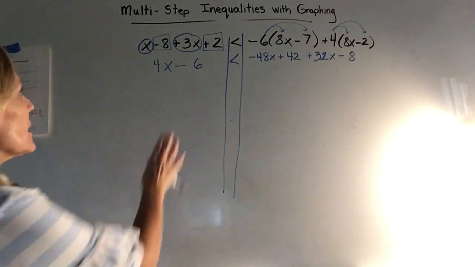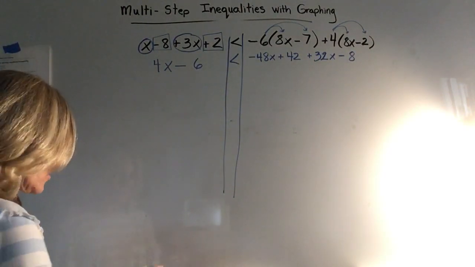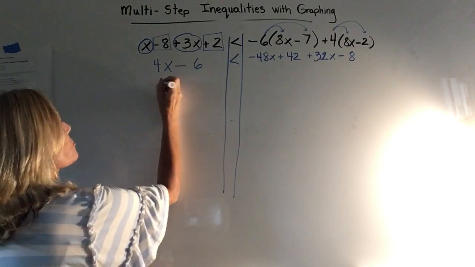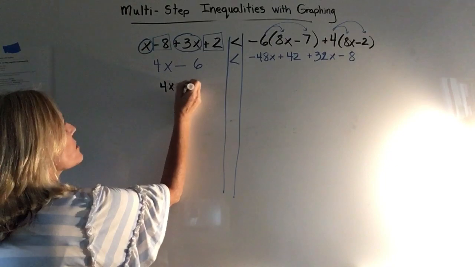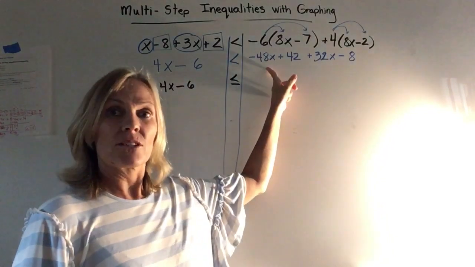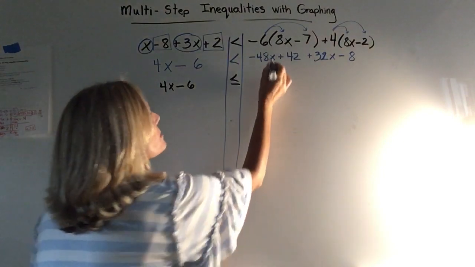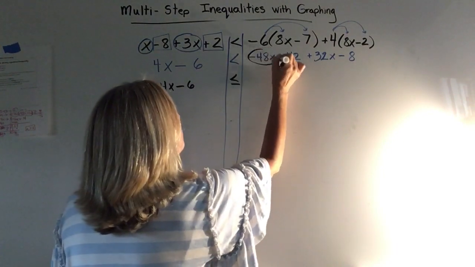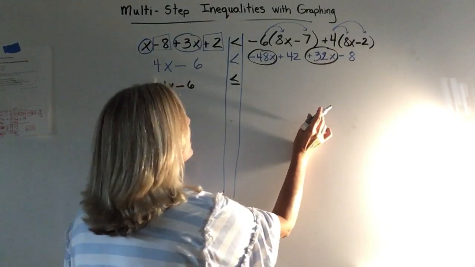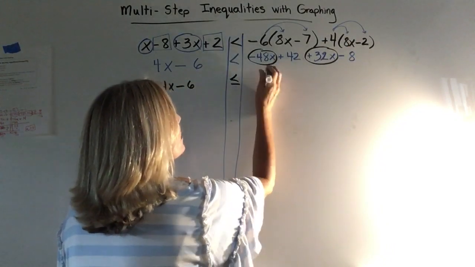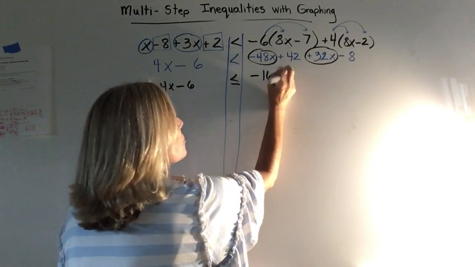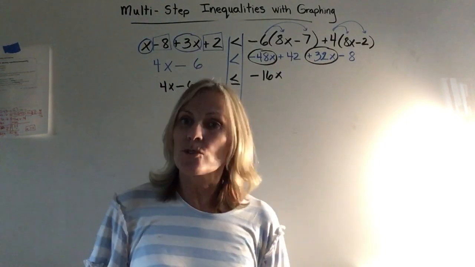All right, this side looks as though it's in simplest form already, so I'm just going to rewrite it because I notice that the other side is not in simplest form. I need to combine like terms now. So I have a -48x and a +32x. So I'll combine those first. There are more negatives than positives. How many more? 16. Remember, this is where you can use your calculator.